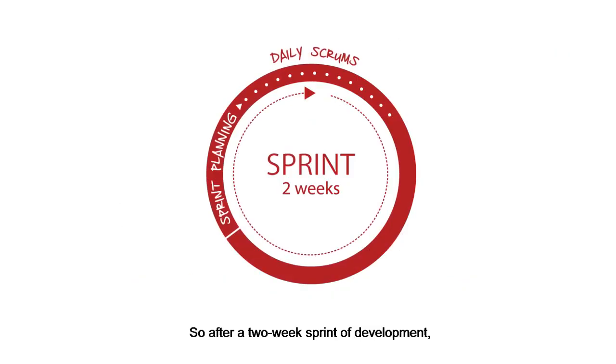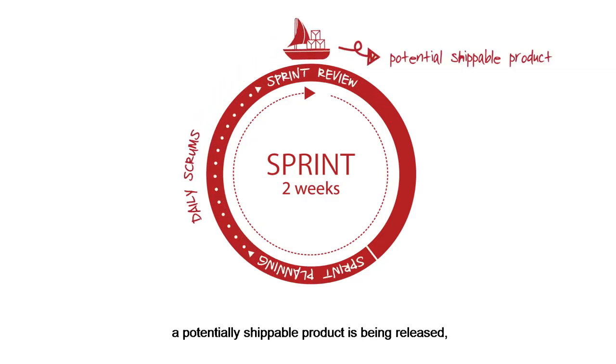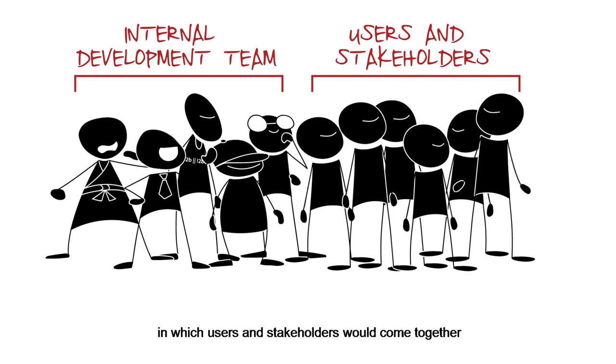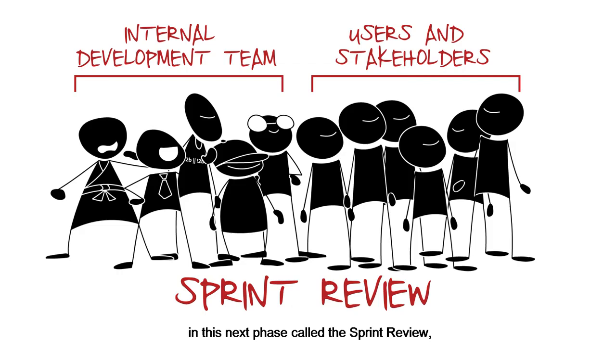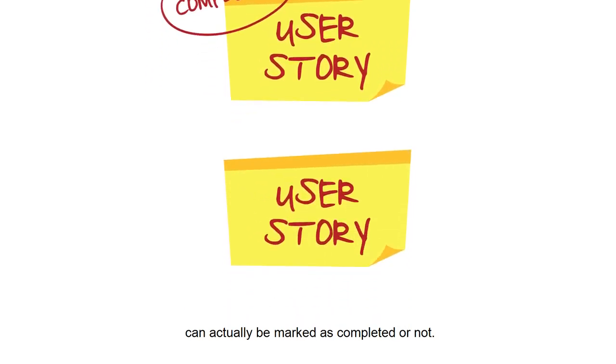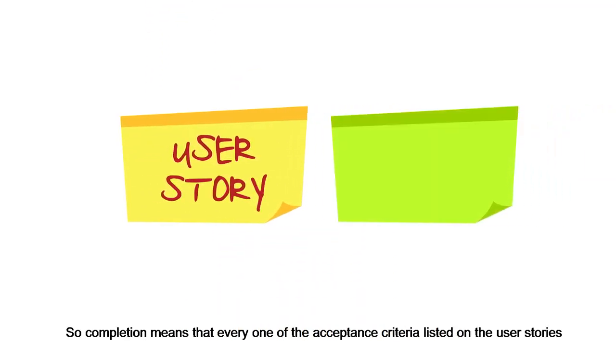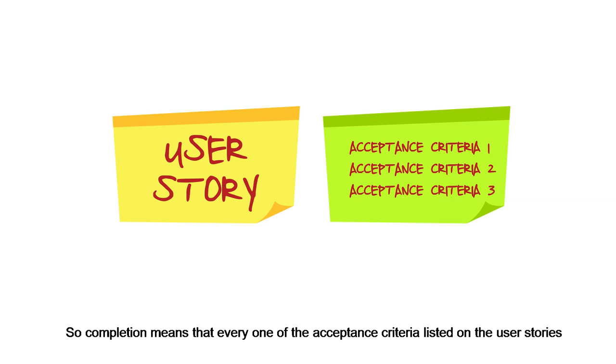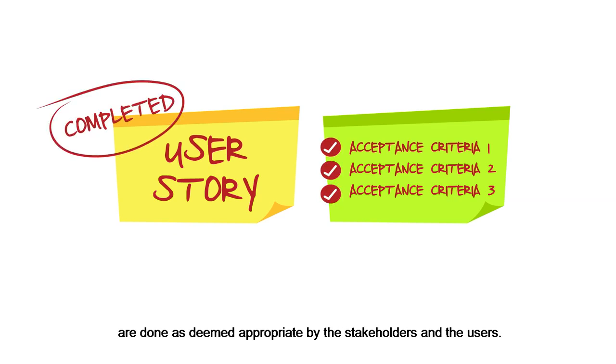So after a 2 weeks sprint of development, a potentially shippable product is being released in which users and stakeholders would come together in this next phase called the sprint review in order to determine whether each one of its user stories can actually be marked as completed or not. So completion means that every one of the acceptance criteria listed on the user stories are done as deemed appropriate by the stakeholders and the users.